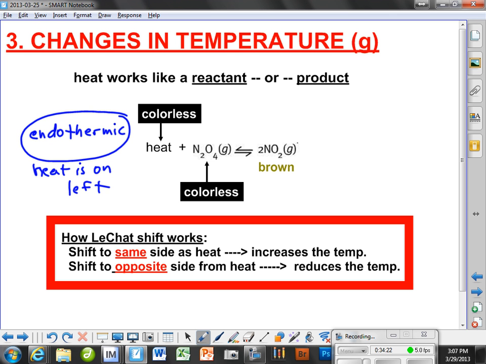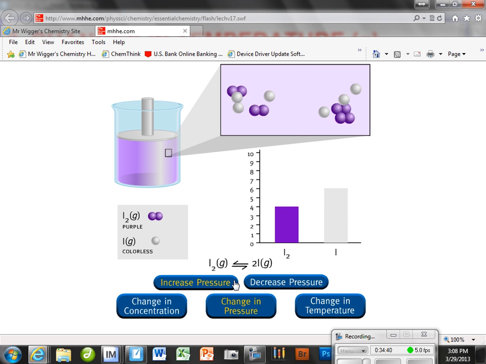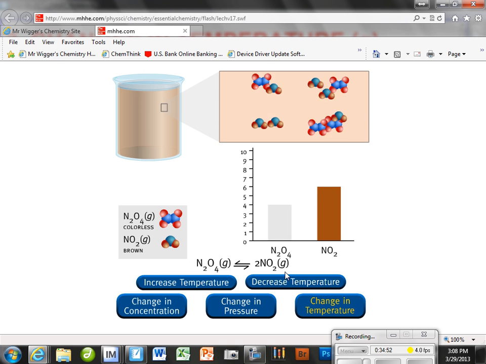And that's important for us to decide, or to help us decide, which way LeChat's going to move when we do our stress. Okay, so let's go to the animation and see how that works. Here we go. We're going to go back here. Well, we've already done this one. We wanted to do the temperature one, and that's going to be here.